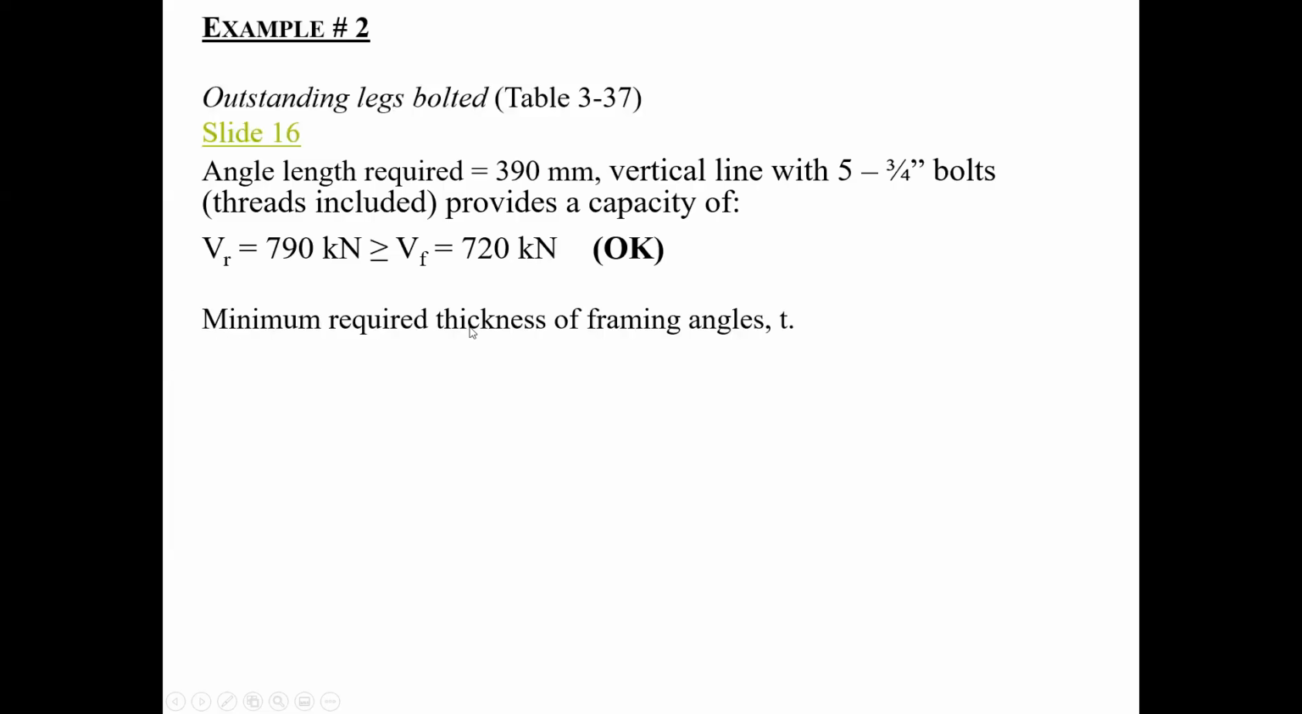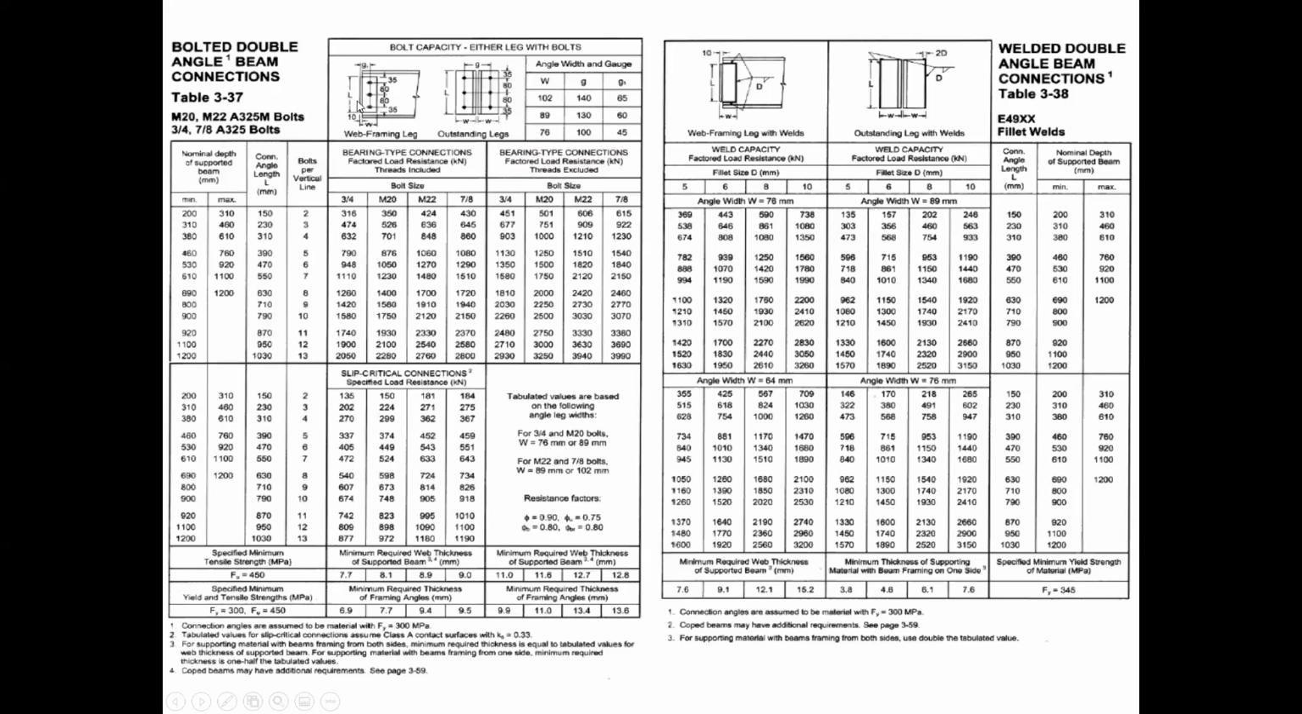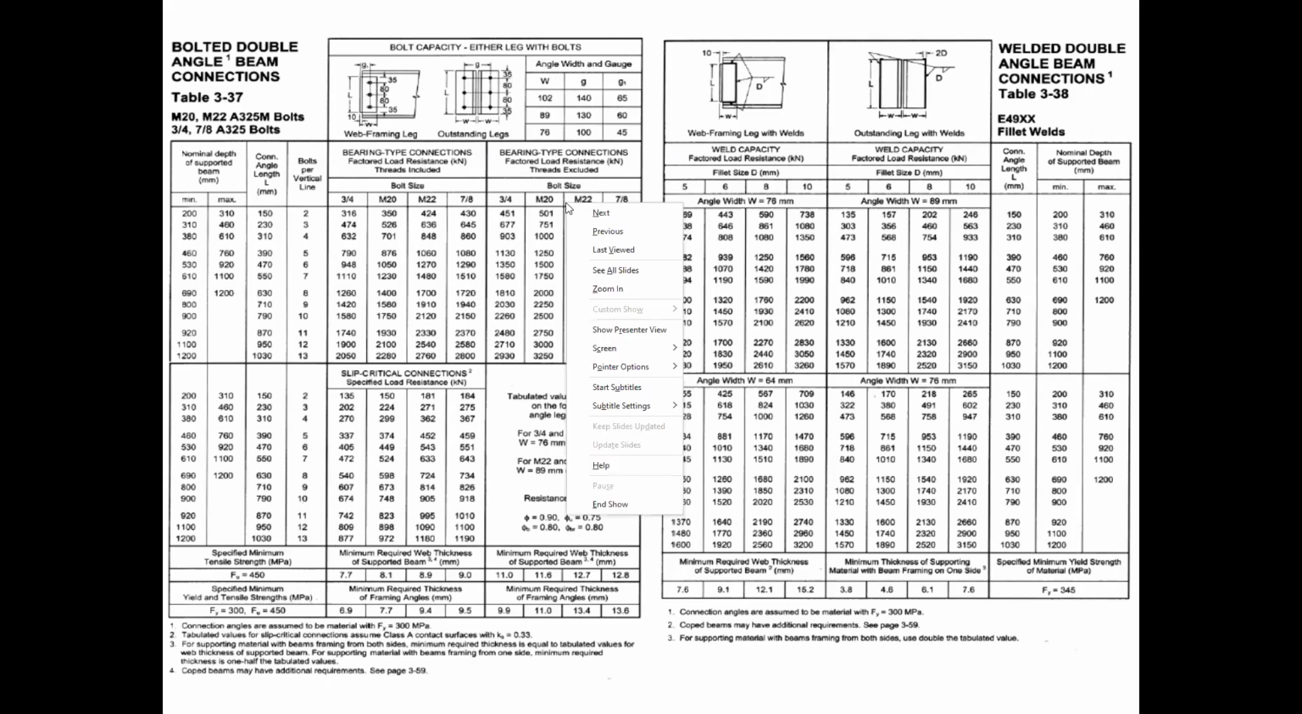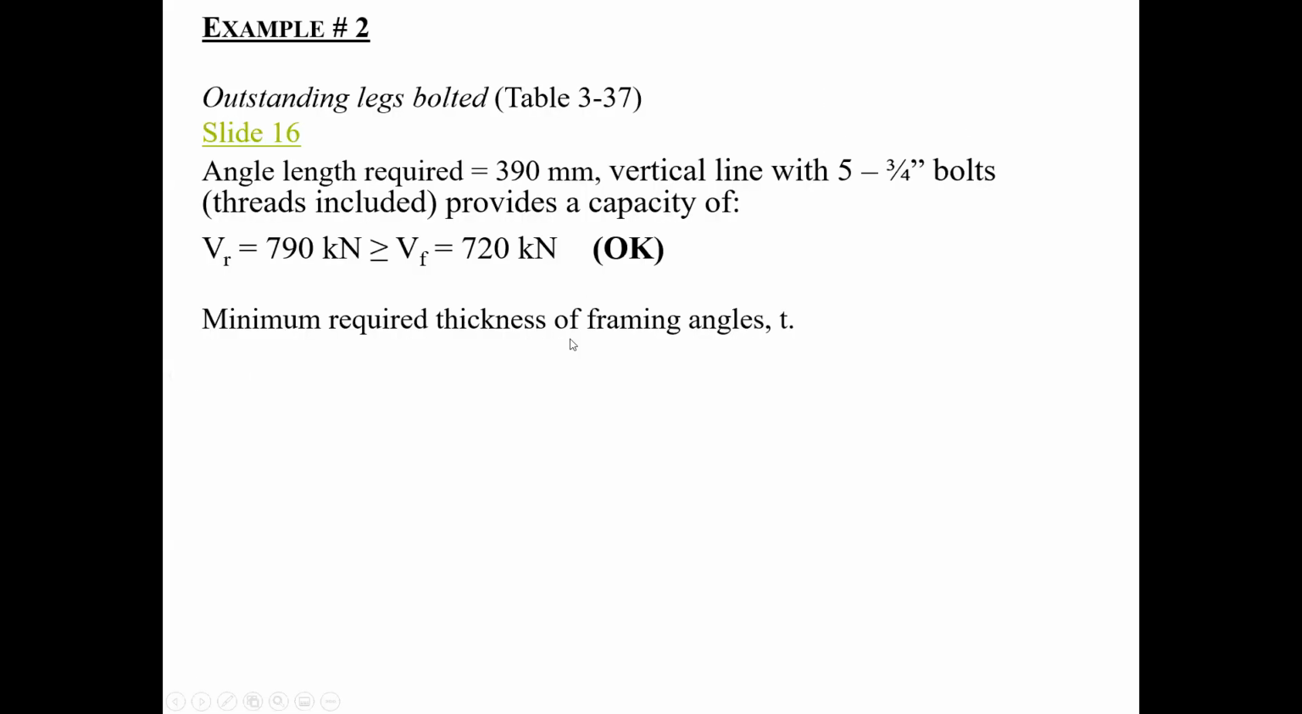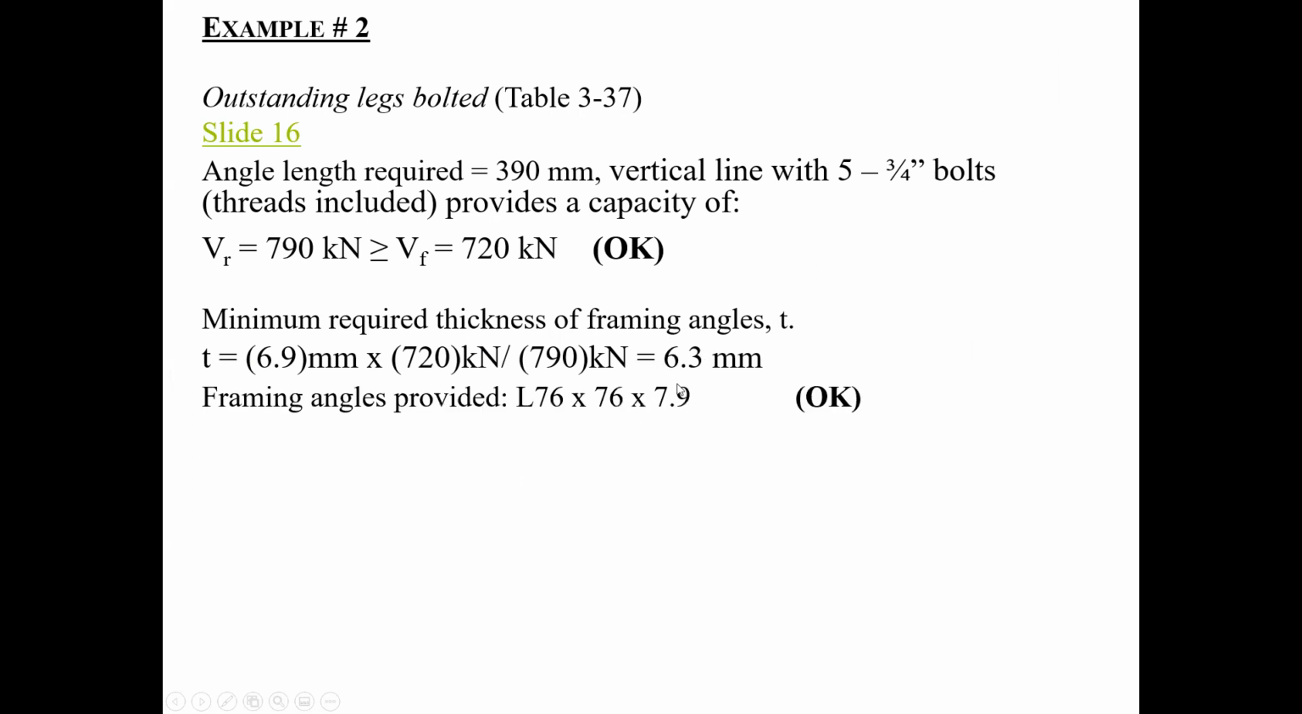Now, minimum thickness of the framing angles, okay? So I should go back to the table. Where do I get that? I get that at the bottom of the table. Minimum thickness of the framing angles is 6.9, therefore I can go down as low as 6.3. And of course, since I'm using a 7.9, I have absolutely no problem.